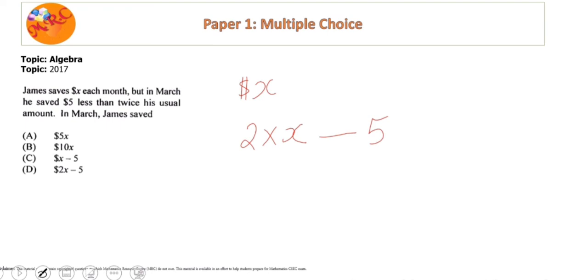So we start off coming from the back. He saved twice his usual amount, which is 2x, minus 5. Why do we say minus 5? It's less than, so we're removing 5 from it. And this just simplifies to give us 2x minus 5, which is D.